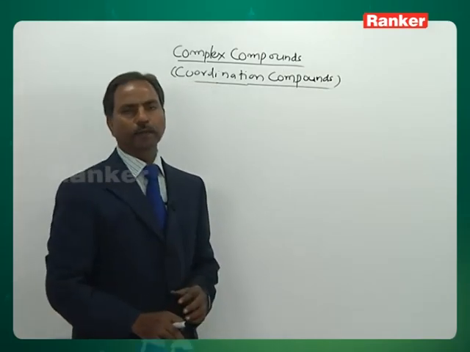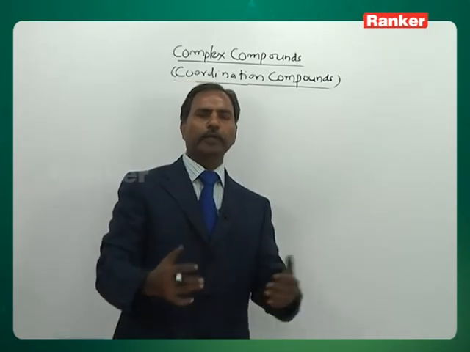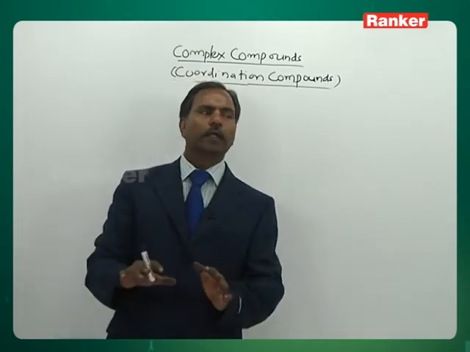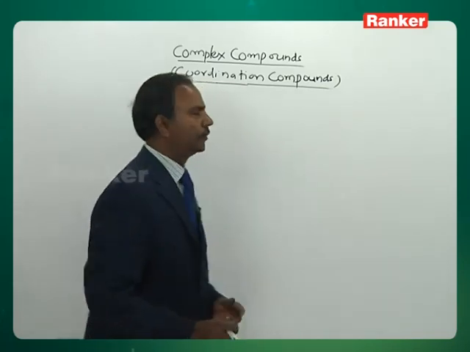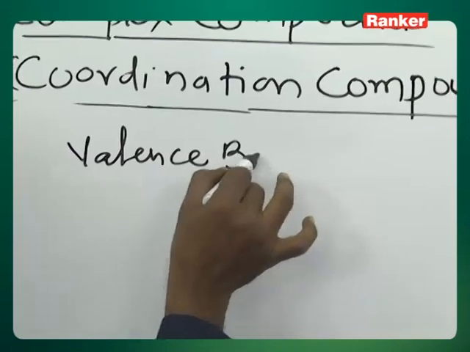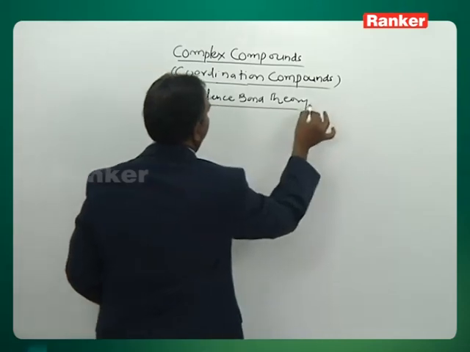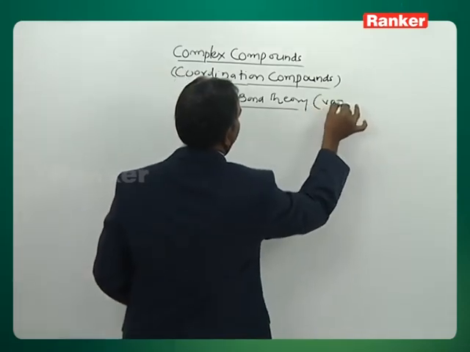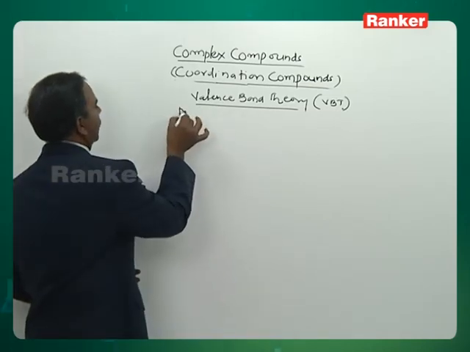Right. See, in complex compounds, first we completed ligands, coordination number, oxidation number, and theories of complex compounds, Werner theory and Sidgwick's theory. Then we entered into nomenclature. This is all you have completed. Now let us see the next theory, valence bond theory, VBT. Let me explain the important postulates of this valence bond theory.